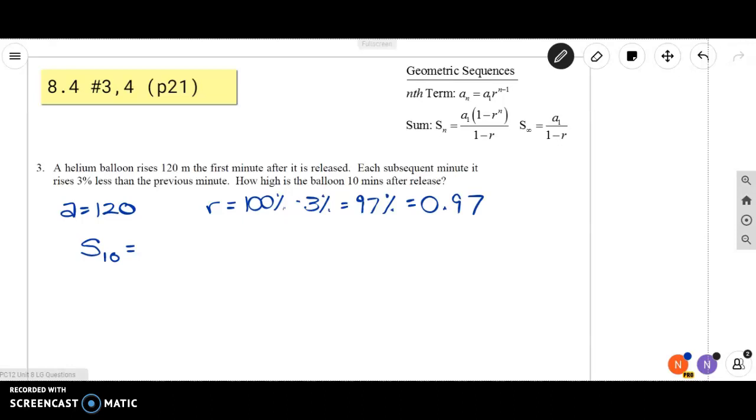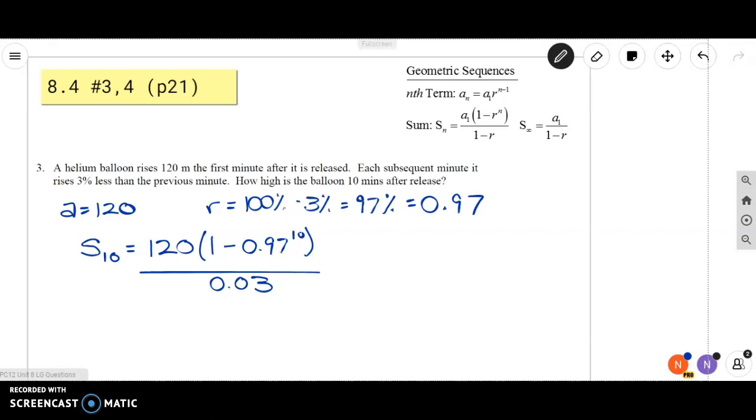Now we want to know how high the balloon is after 10 minutes, so we want the sum of the first 10 terms. So we're going to go ahead and put in our A and R values using an N value of 10. 120 times our bracket 1 minus 0.97 to the power of 10, all over 1 minus R, so 1 minus 0.97, which will be 0.03. Okay, I'll leave it to you to calculate that one.